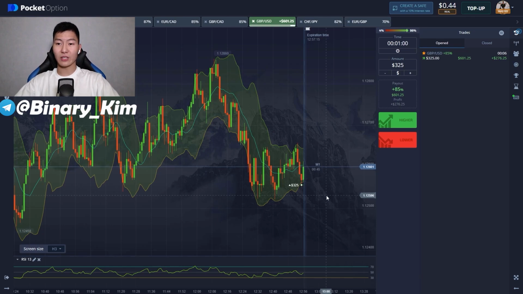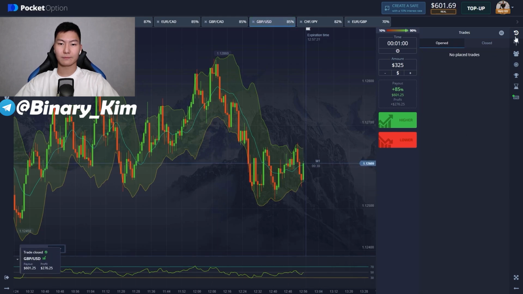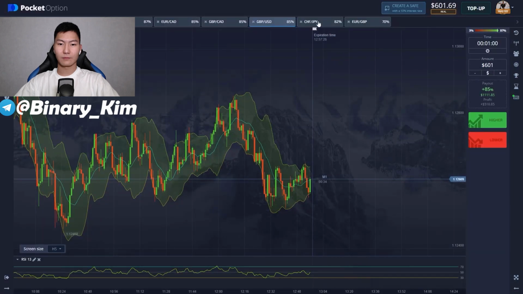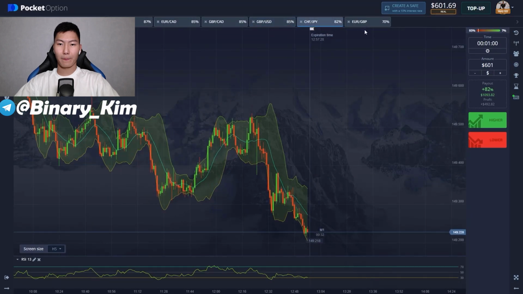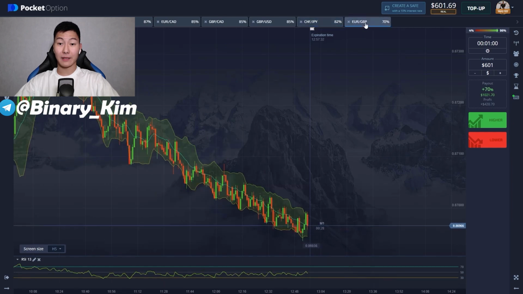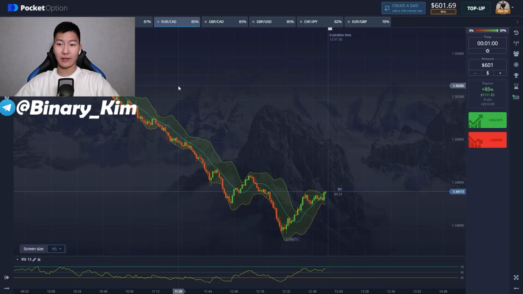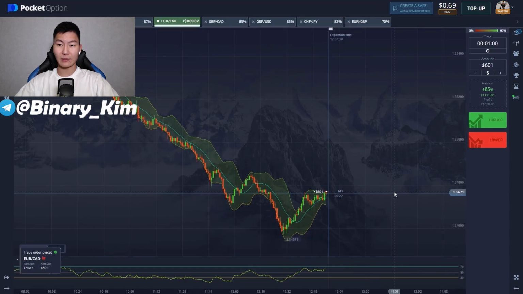Let's change the trade amount and continue the trading session. Find the next currency pair. Here is the peak. We have to open a short position here.